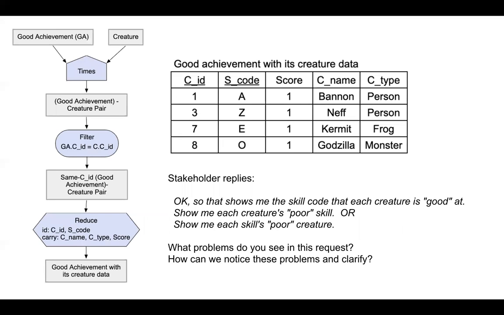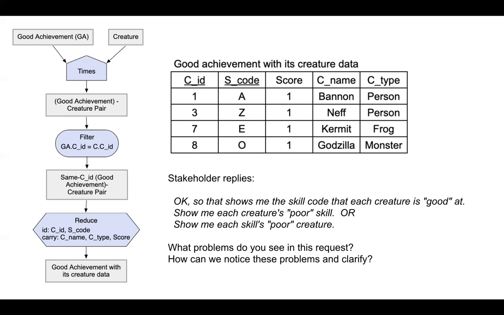In the last video, we went through this sequence of times, filter, and reduce, and we used the CID of the good achievement and the CID of creature. Those were the columns we were matching on. And in this example, we did not have any repeat data, but that was a bit lucky.